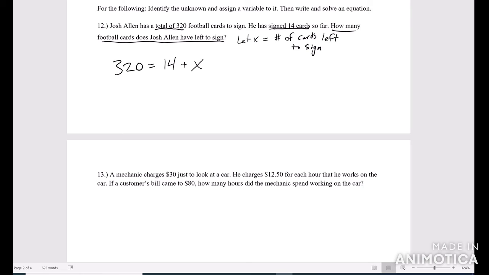And now we're going to solve it. So to get x by itself, to isolate it, I'm going to subtract 14 from both sides. And doing so leaves me with 306 is equal to x. All right, so our answer is that he still has 306 football cards left to sign. So 306 cards.